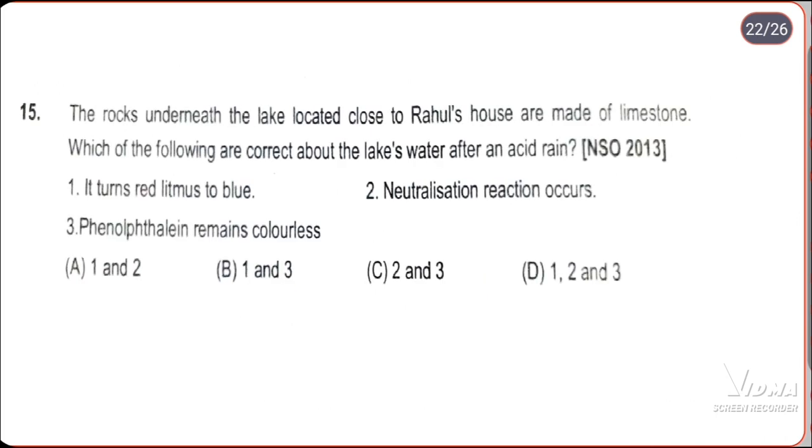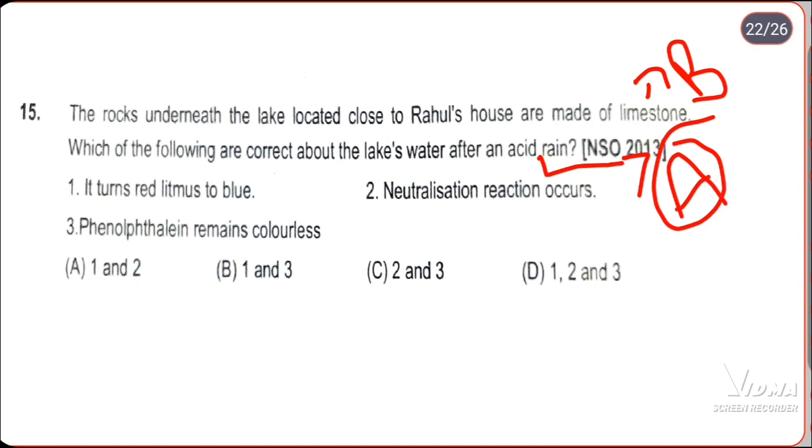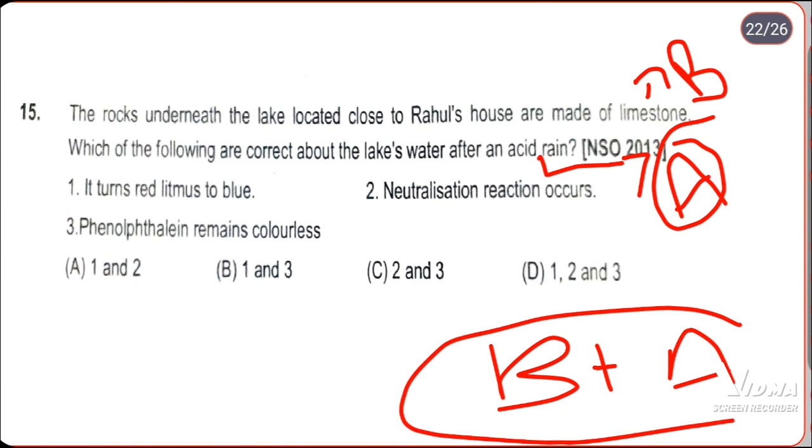Next question. The rocks underneath the lake located close to Rahul's house are made of limestone. Which of the following are correct about the lake's water after an acid rain? Limestone is basic in nature. So when acid rain occurs, acid rain is rich in acid. When base is added to acid, neutralization occurs.